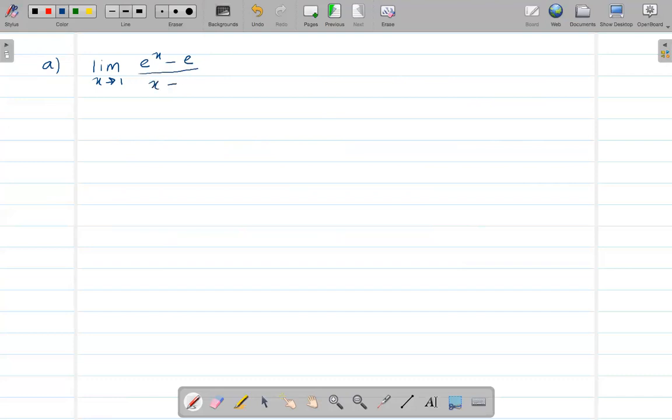Okay, let's take the limit of this. First thing, we're saying that x goes to 1. So if x goes to 1, then this thing will be e to the power 1 minus e over 1 minus 1. So we'll get e to the power 1 minus e, well, even though there is nothing on the power, this one still has 1 on the top, right? So this is 0 on the top, divided by 0.